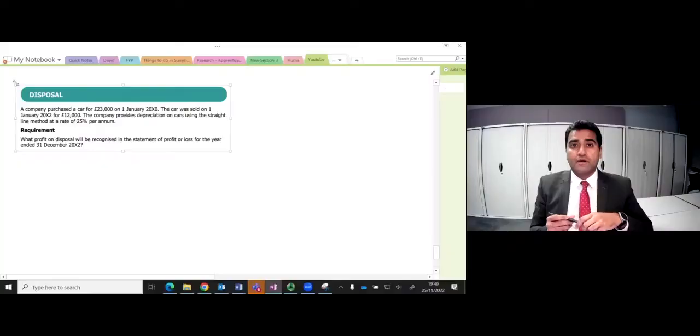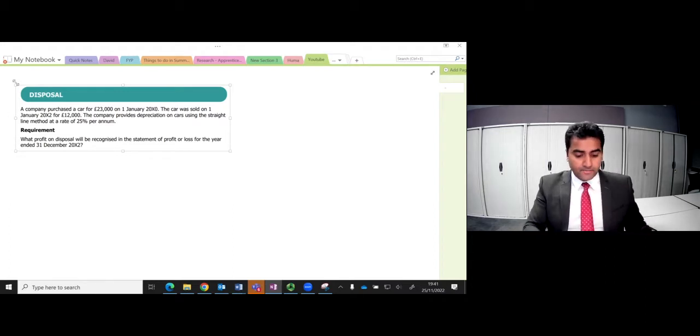I'm going to show you how to account for the disposal of non-current assets. First I'll show you which double entries are recorded in the disposal account, the asset account and the accumulated depreciation account, and how we remove the asset from the asset account and transfer it into the disposal account, along with the related accumulated depreciation. So let's start with the double entries first.